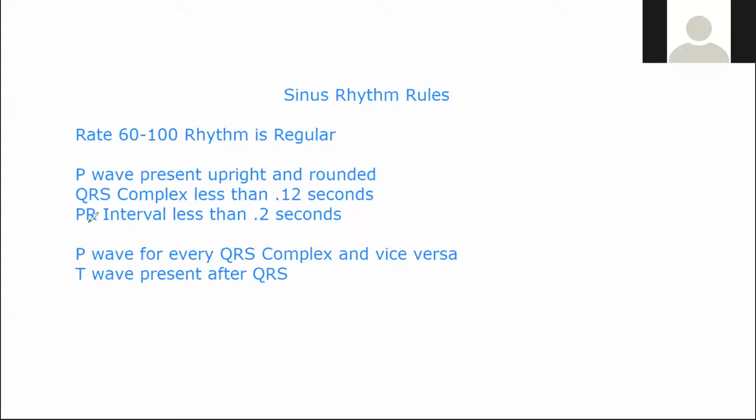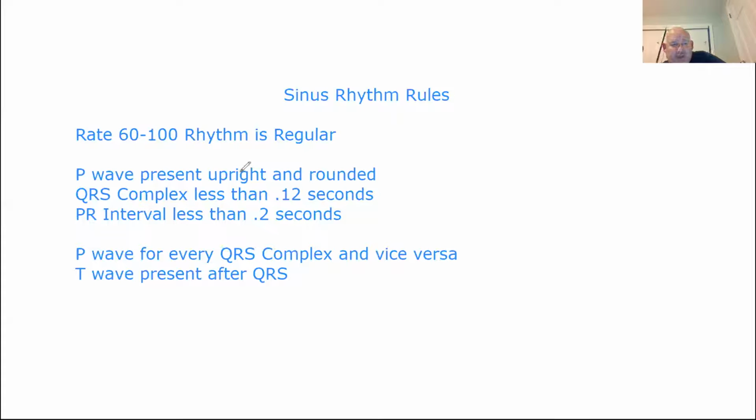So here's your rules. They're written out. A rate of 60 to 100 with the rhythm being regular. That means constant. That means when you look at the paper, it's evenly spaced out. No fast and slow, no skips, anything like that. It's just a constant regular thing.